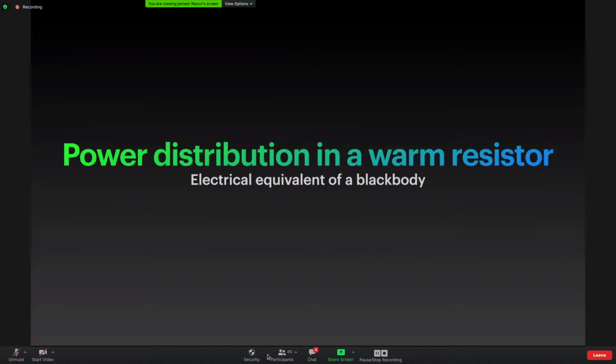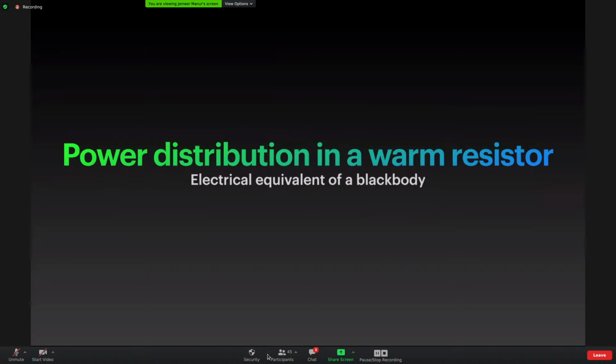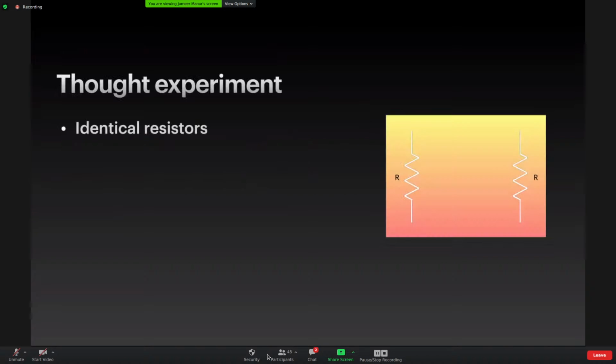Now, what we have in this setup is essentially a relation between the power distribution in an antenna and the power distribution in a resistor. And we have shown that it will be equal, at least in this particular setup. At this point, it would be good to know what is exactly the power distribution in a warm resistor. If it's maintained at a particular temperature, what would be its power distribution?